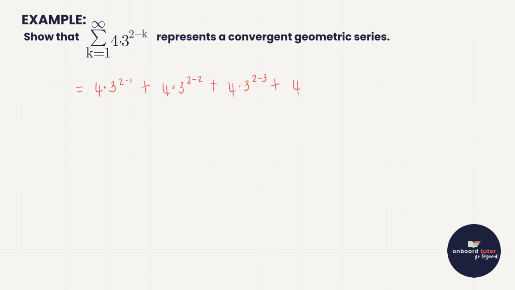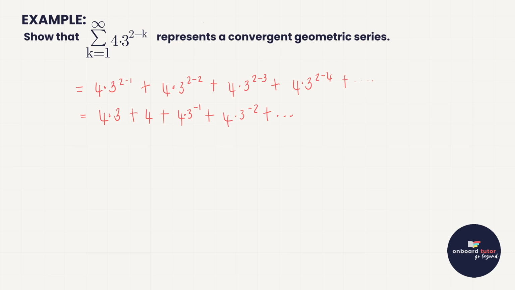Shall we do one more? 4 multiplied by 3 to the power of 2 minus 4 plus dot dot dot. It's going to infinity, so we don't need to carry on further than that. So that ends up being 4 times 3 to the power of 1, plus 4 times 3 to the power of 0, plus 4 times 3 to the power of minus 1, plus 4 times 3 to the power of minus 2. So we're just neatening up our exponents there. Now they want a convergent geometric series.